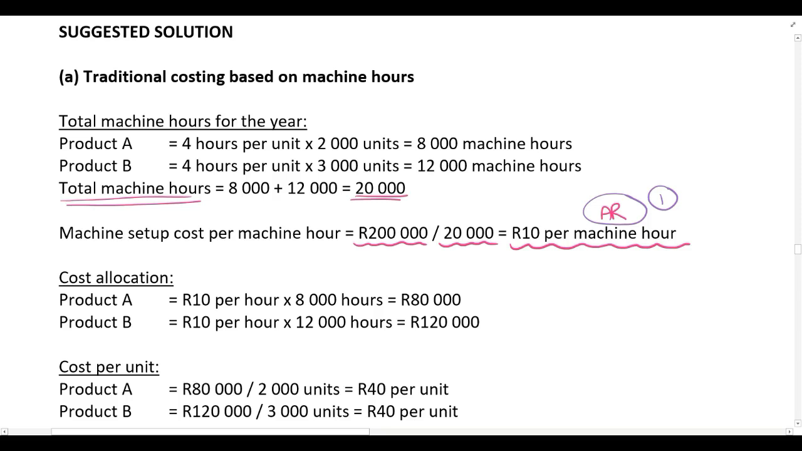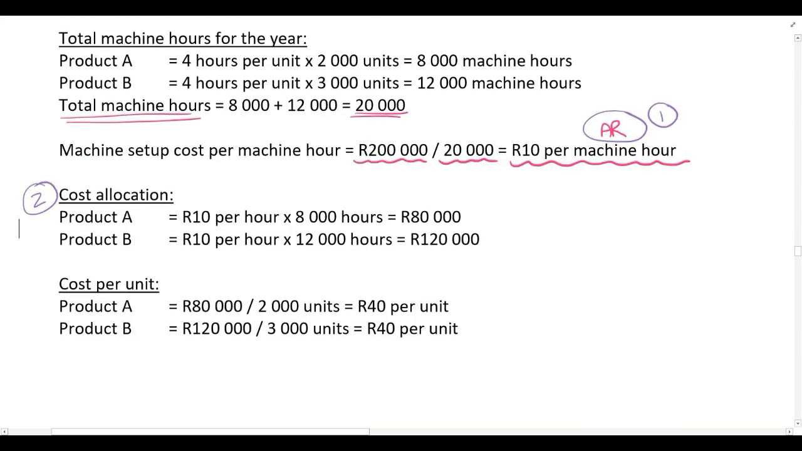That's always step 1. Then in step 2, after we've calculated that allocation rate, we can now apportion the cost between the two products. My total cost still stays the same. My total cost is still 200,000 Rand. But using these machine hours and the rate that you've calculated, split the cost between the two products. And once again, when we apportion the cost, more of the cost is being allocated to product B because product B has more machine hours. Less of the cost is allocated to product A because product A has less machine hours.